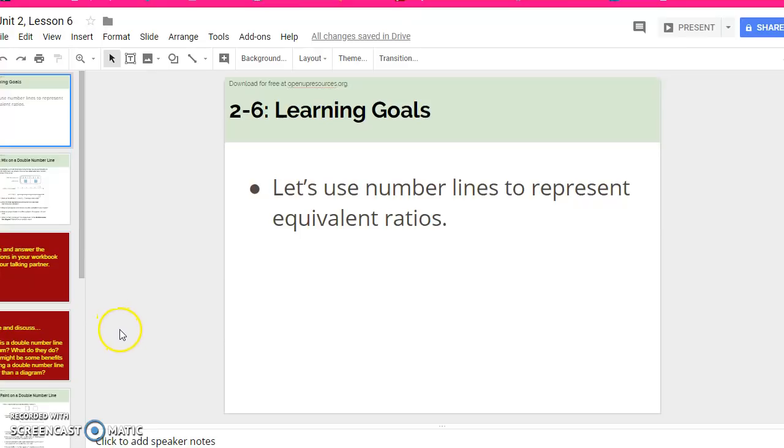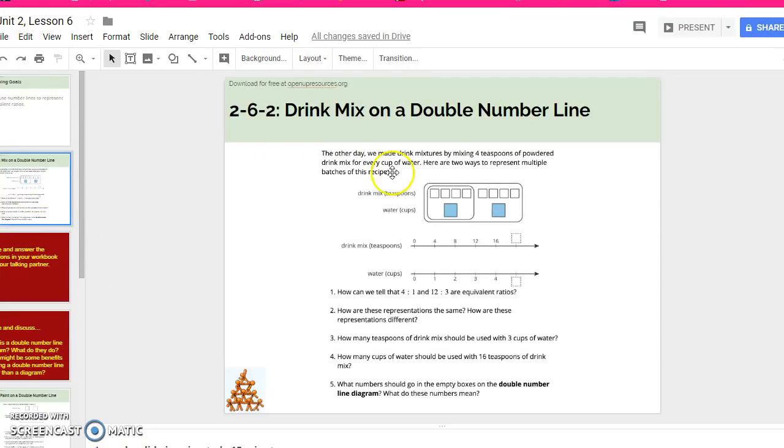To start off with, you're going to be on page 35 in your workbook. Our learning goal for today is let's use number lines to represent equivalent ratios. Alright, so we are skipping at the top of page 35 the 6.1 section and going on to 6.2, drink mix on a double number line.